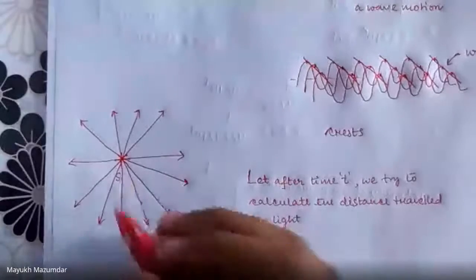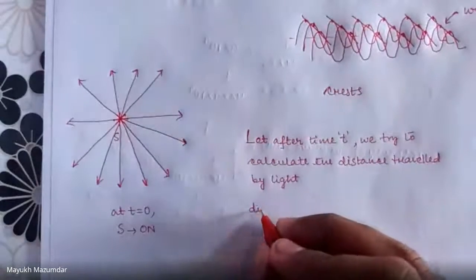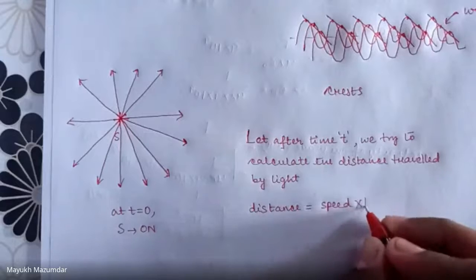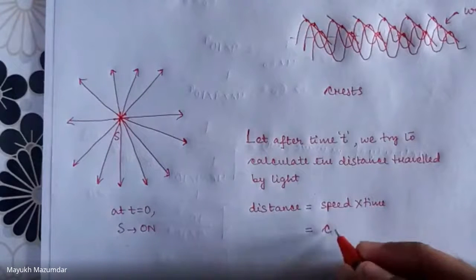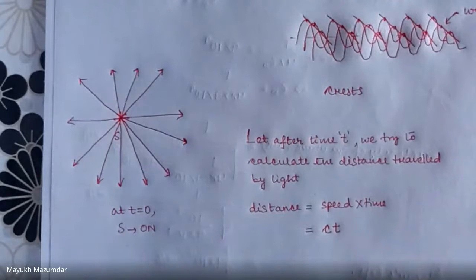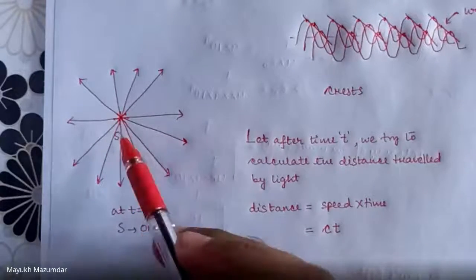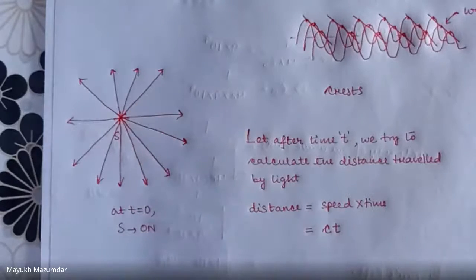After time t, I'm assuming that at t equal to 0, I just switched on this source. I just switched on the bulb. So very simple. What is the formula of distance? Distance means what? Speed into time or velocity into time. So what is the speed of light in air? C. And what is the time? T. I am looking into the picture and trying to calculate that after time t. Suppose after 1 minute of switching on the bulb, how far has light gone? Are you getting it, everyone?